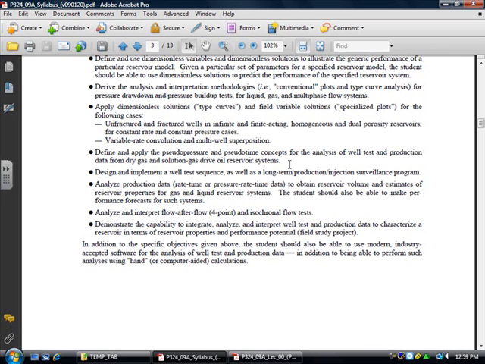Then we're going to design and implement a well test sequence. Our well outside should be back up and running by then, knock wood.